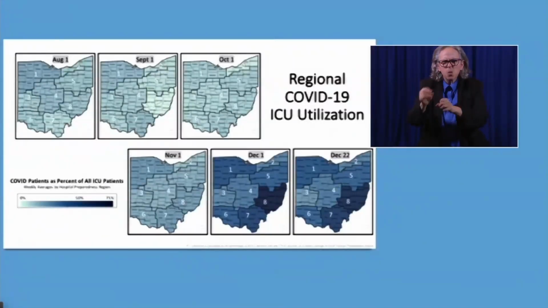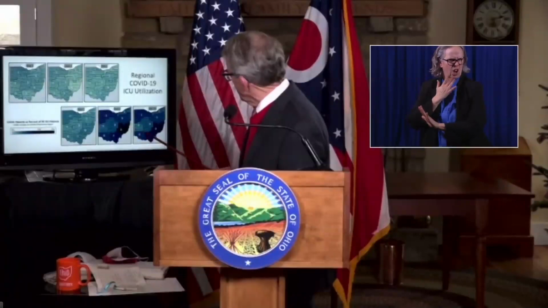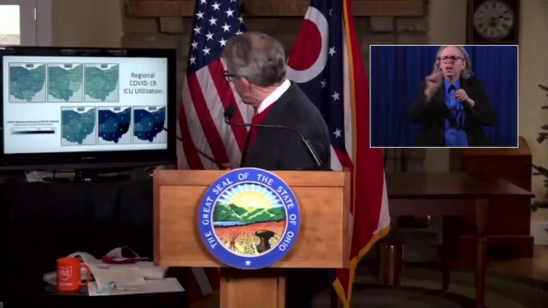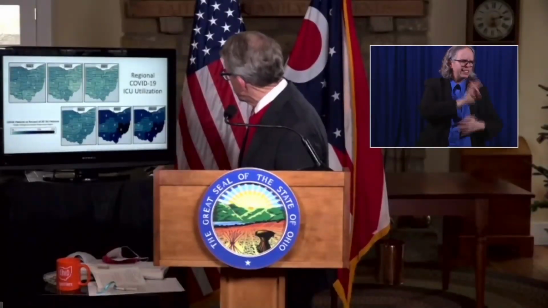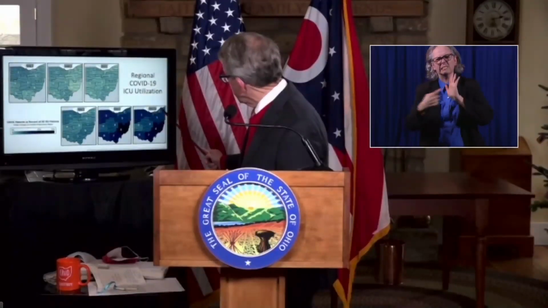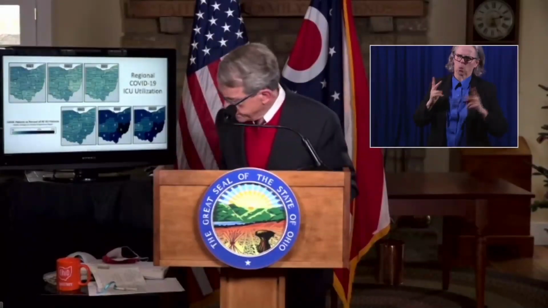So again, it is what the doctors tell us and the hospital administrators tell us is the best way to indicate how much pressure is being put on our hospitals. So again, the darker is worse. We have it broken down into the different regions, and you will see which regions, region 7, region 8, are the ones that now are really hit the hardest. Again, this is not spread, but ICU capacity.